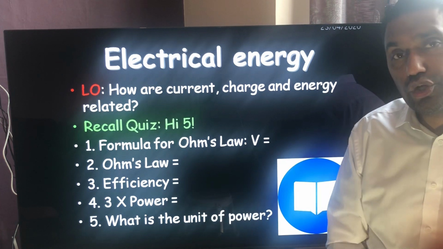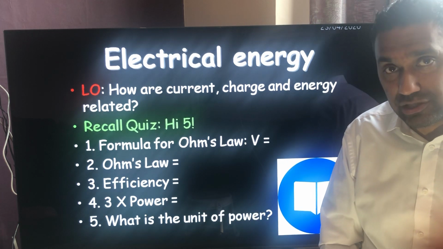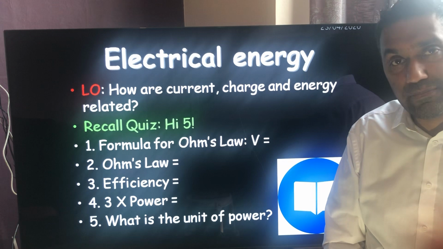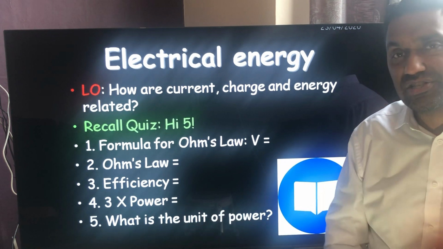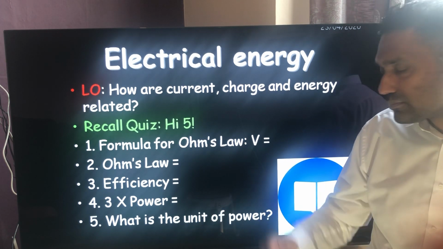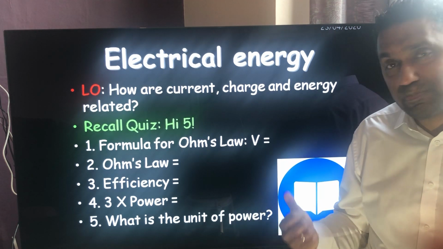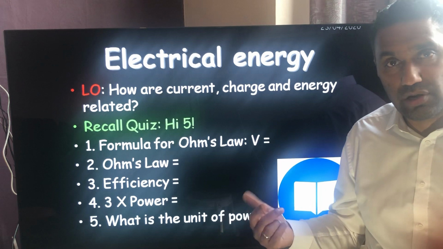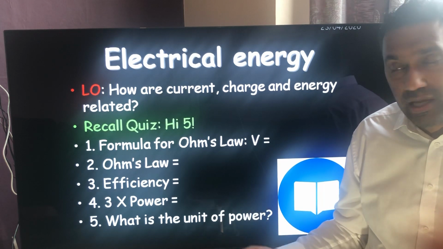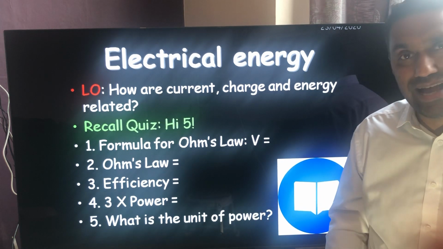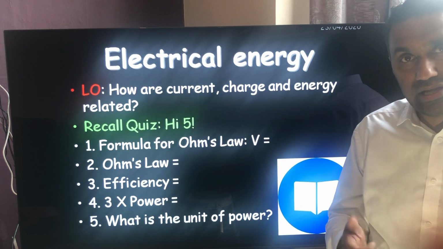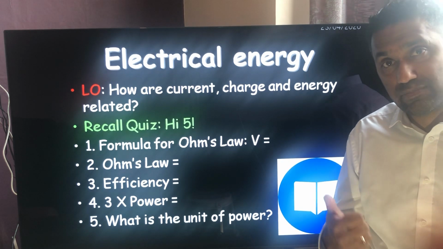Efficiency is the useful energy divided by the total input energy, times 100%. The 3 equations of power were: power is energy divided by time, that's the first one. The second one was power equals voltage times current, or current times voltage, P equals IV. And the last one was P equals I squared R. Power is the current squared times the resistance.